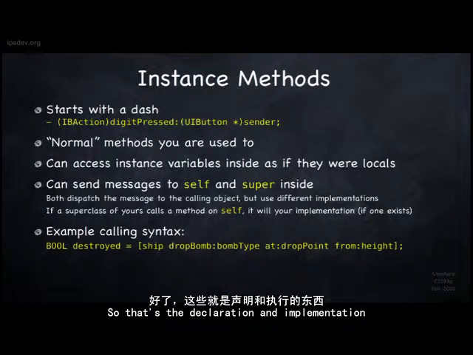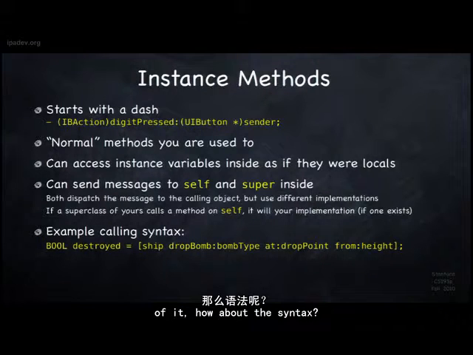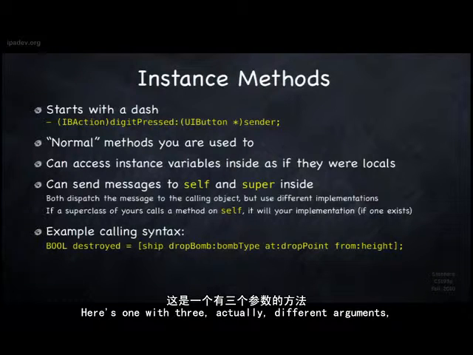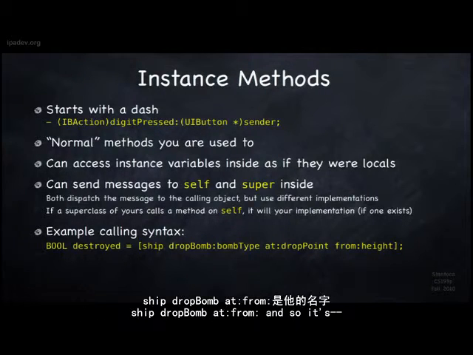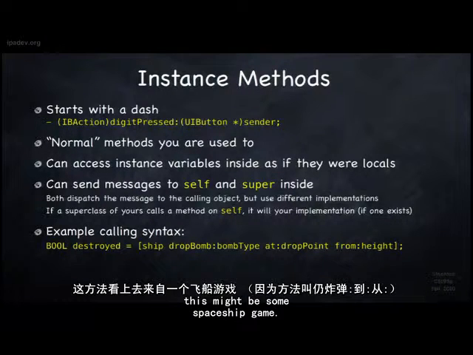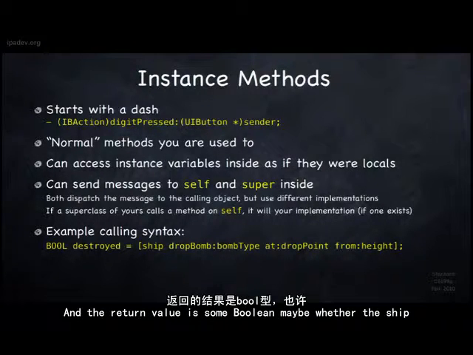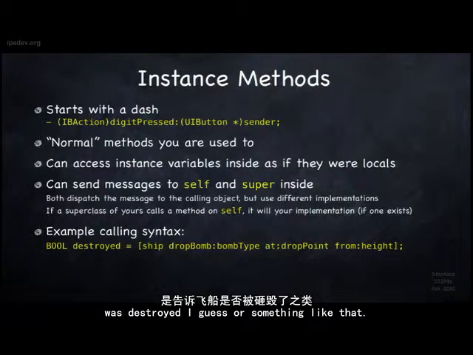So that's the declaration and implementation of it. How about the syntax for calling it? Again, you've seen it. Here's one with three different arguments: ship, drop, bomb, at, from. This might be some spaceship game. It's calling drop, bomb, at, from with these three arguments, and the return value is some Boolean, maybe whether the ship was destroyed, I guess, something like that.